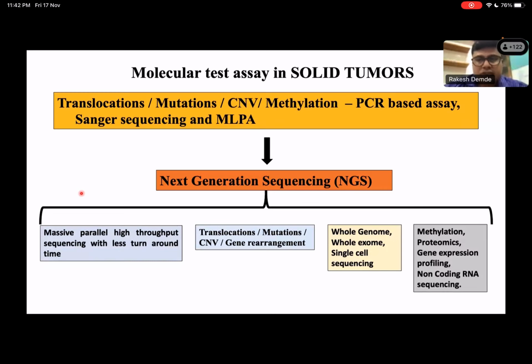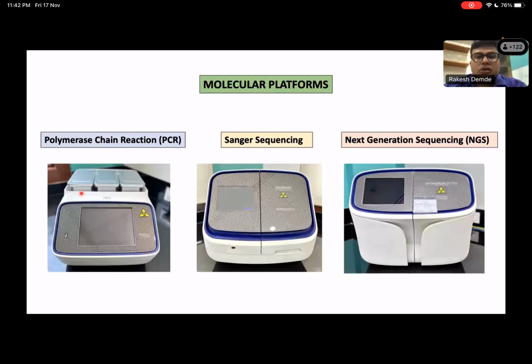You can also use this technique for knowing epigenetic changes like methylation. You can study the protein structures or protein alterations with next generation sequencing also. You can check gene expression profiling with the help of next generation sequencing, and non-coding or microRNA study can also be done with next generation. So next generation sequencing provides a comprehensive approach in the molecular lab in cases of solid tumors as well as hematolymphoid malignancies. So these are the molecular platforms or machines, PCR, Sanger sequencing, and next generation sequencing, which are routinely used in our molecular diagnostic labs.